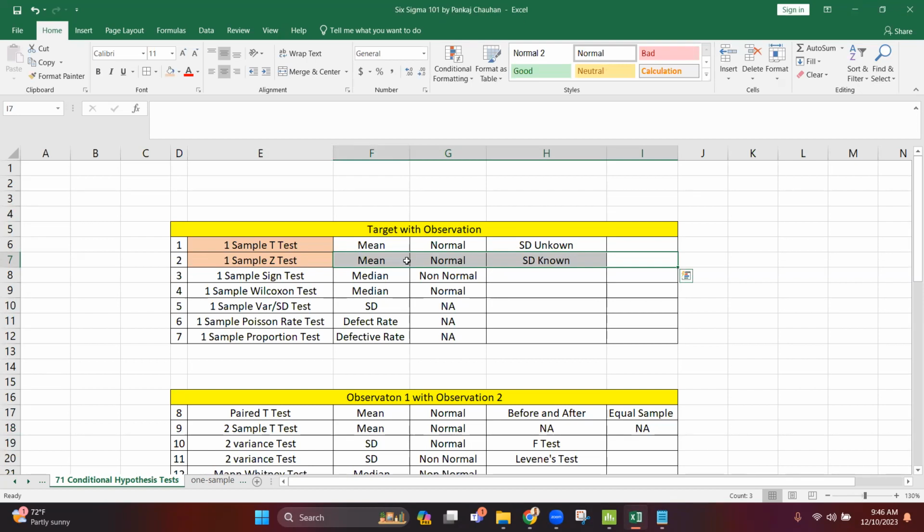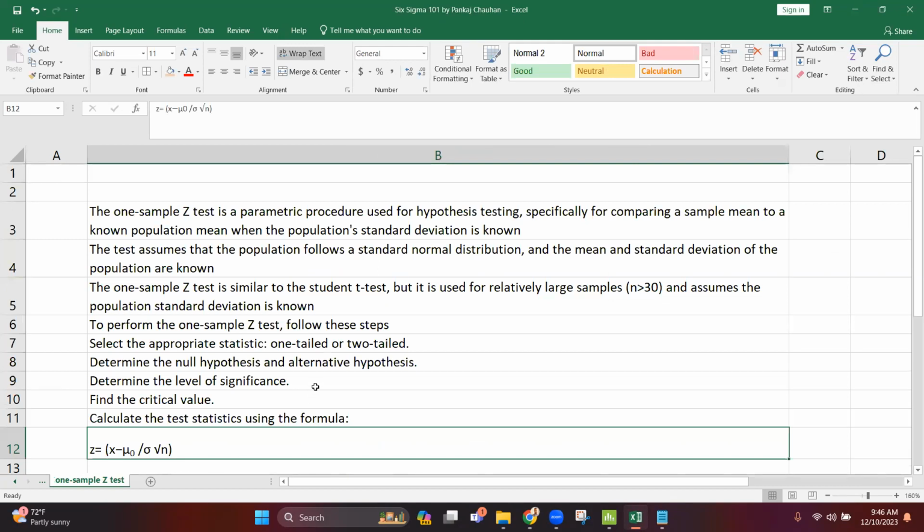The previous test, the one sample t test, only explained comparing the average value. But in the one sample Z test, we compare the average value and at the same time we consider the standard deviation as well. So then we perform the one sample Z test. What are the things in the one sample Z test?